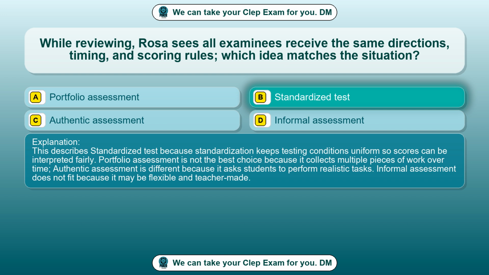This describes standardized test because standardization keeps testing conditions uniform so scores can be interpreted fairly. Portfolio assessment is not the best choice because it collects multiple pieces of work over time. Authentic assessment is different because it asks students to perform realistic tasks. Informal assessment does not fit because it may be flexible and teacher-made.